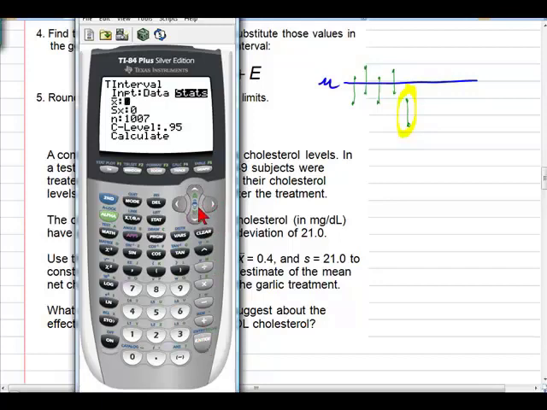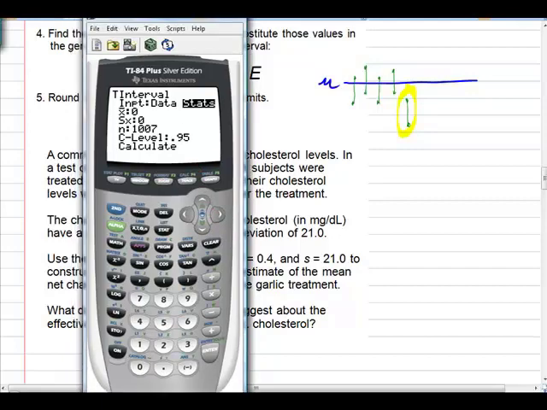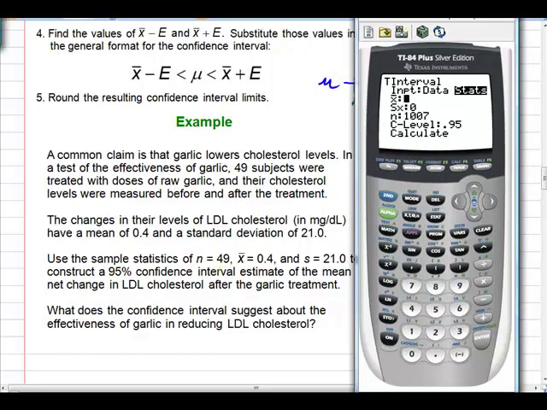So when I highlight the summary statistics, you see it has a place here for us to put in x bar, where x bar is the mean. And we were told that we have a mean of 0.4. We have a standard deviation of 21. And our sample size is 49. Our confidence level, were we told? Yes, we were told a 95% confidence level.